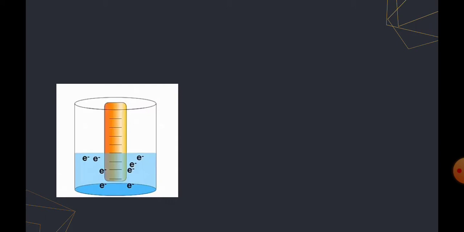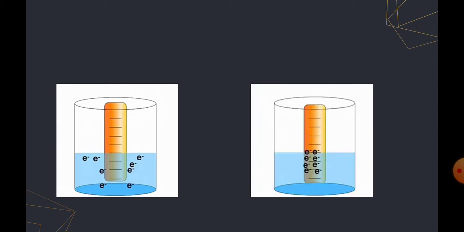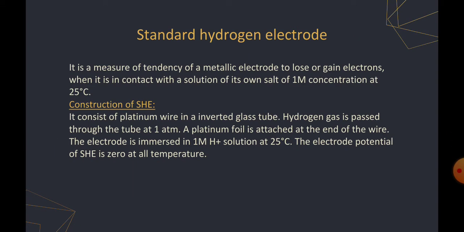You can see in this cell the electrode loses electrons, and finally the electrons mix in the solution. And in the second one, you can see the electrons stick to the electrode. This is the example of oxidation potential and reduction potential. Next is the standard hydrogen electrode. Why do we use it? It is basically used for measuring the tendency of a metallic electrode to lose or gain electrons when it is in contact with a solution of its own salt of 1 molar concentration and standard temperature, that is 25 degrees C.